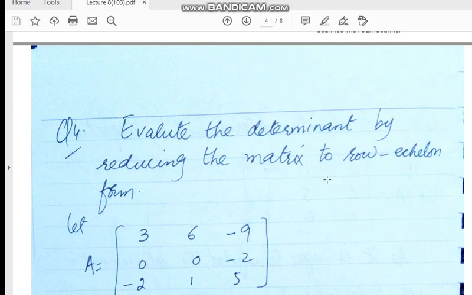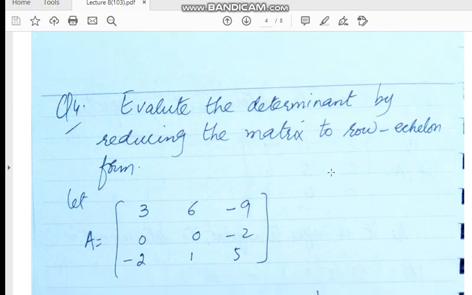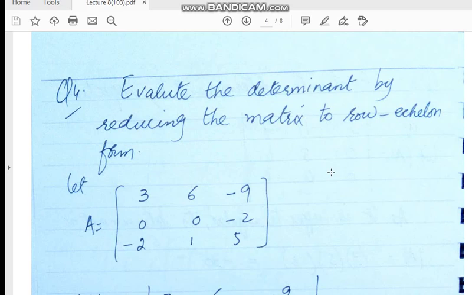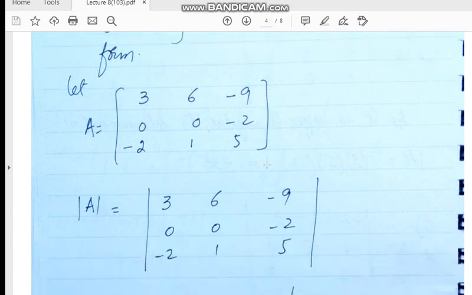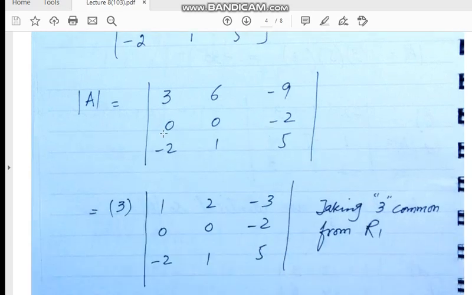Evaluate the determinant by reducing the matrix to row echelon form. We know that we have reduced matrices into row echelon form in exercise 1.2 and also in 1.5. Here we have to evaluate the determinant, and remember there is only a slight difference in evaluating the determinant, and that is that a determinant is a number. So when we move to the next steps, in matrices we use the sign of equivalence, but here all these numbers are equal to the next number, so we use the sign of equality.